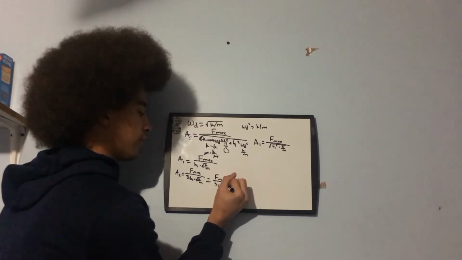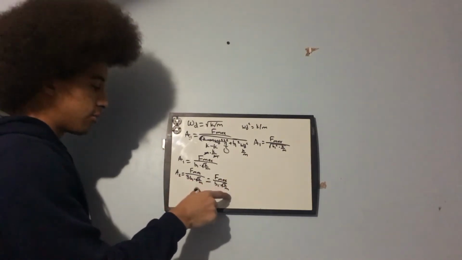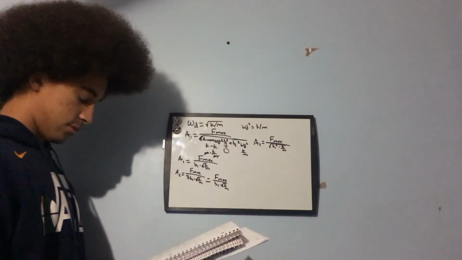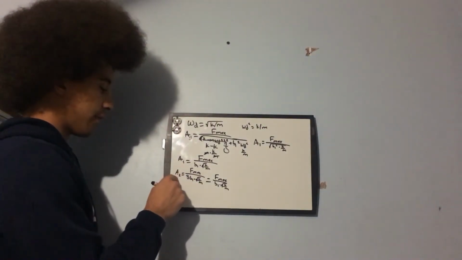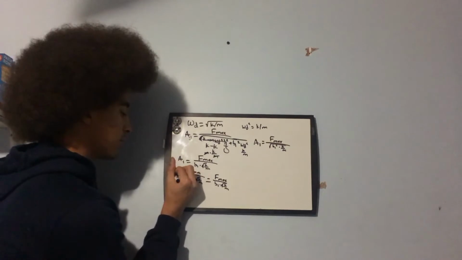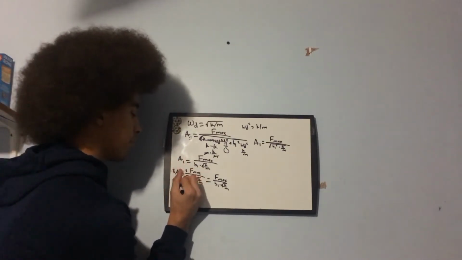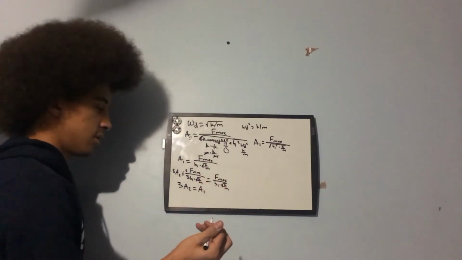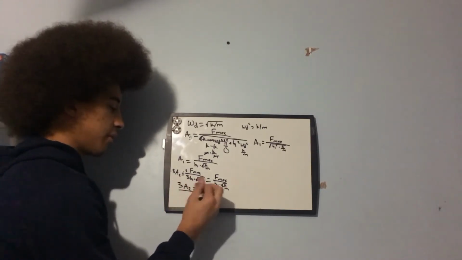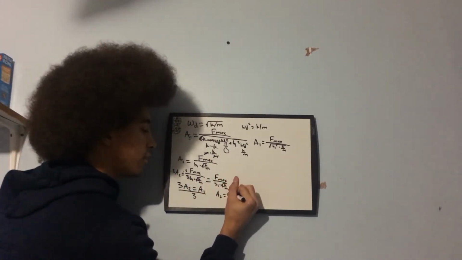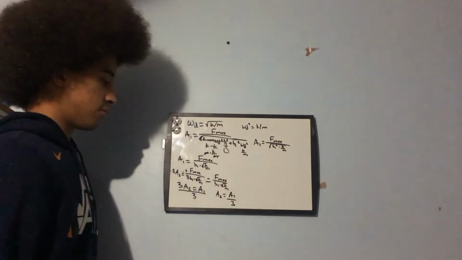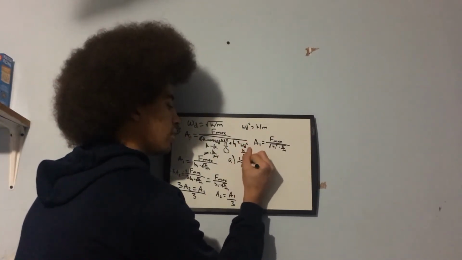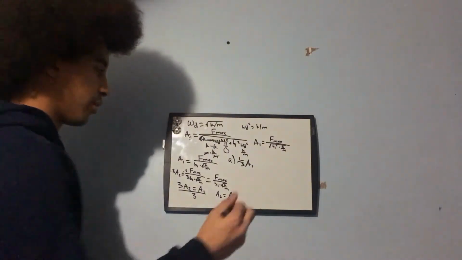B1 times root K over m. To make these two equal, you'd have to multiply this by 3. So you'd get 3 times A2 equals A1. So you just divide by 3 and you get that A2 equals A1 over 3. So for part A, the amplitude is 1/3 A1.